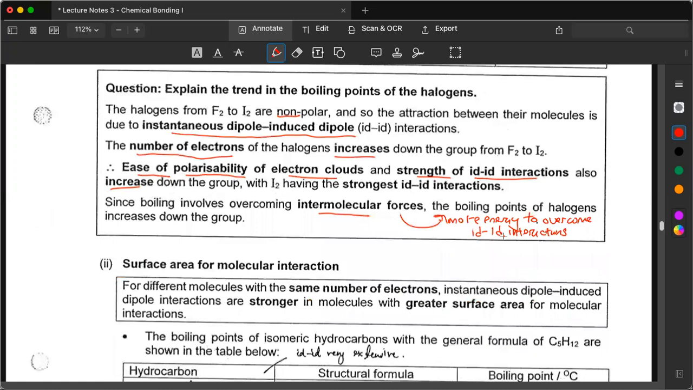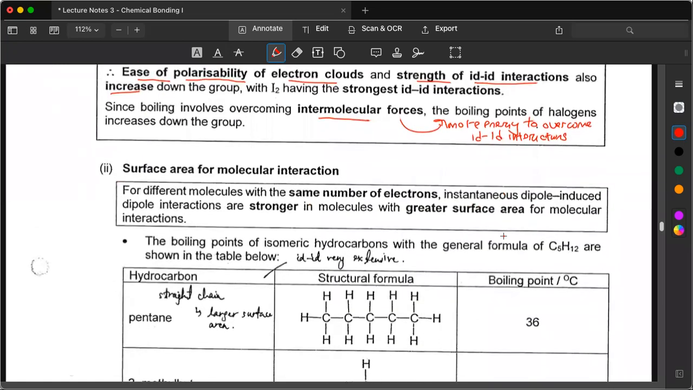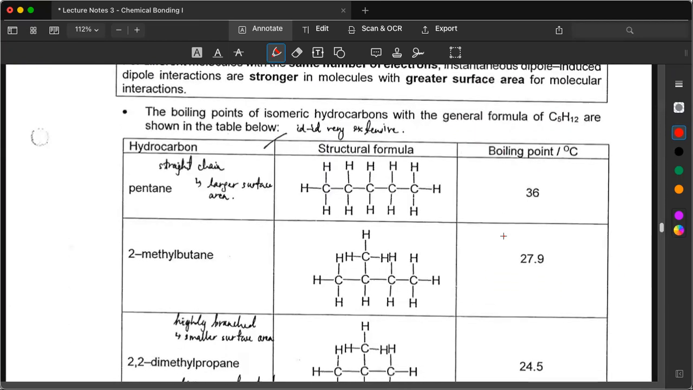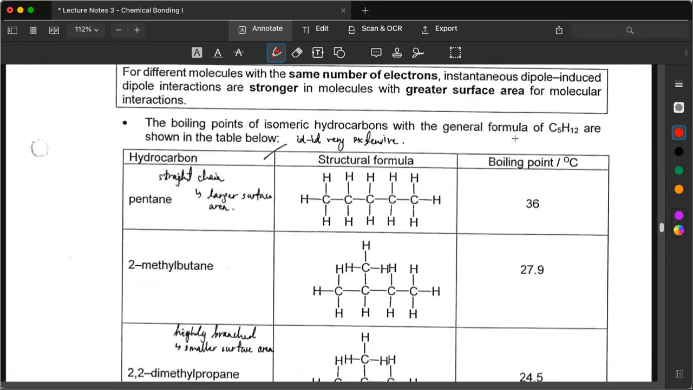Okay, surface area. What if we have two molecules with exactly the same number of electrons, but one has a greater boiling point? It has to do with surface area. If you look at this tree, they are isomers of the same molecular size, but they have different surface areas. The straight chain one has a larger surface area, while the branched chain has a smaller surface area.